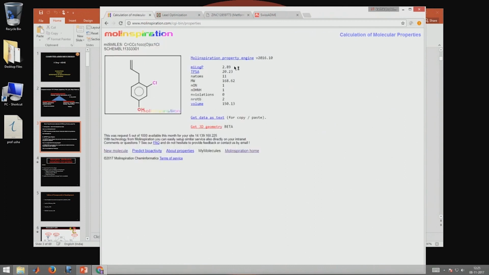So it gives you log P 2.89. So it's neither too much hydrophobic, nor too much hydrophilic, which is good. Total polar surface area is low because it's predominantly a lot of CH2s, carbons. That is why polarity is very low. Okay, solubility may be a problem. Number of atoms, molecular weight, it's giving all these details.